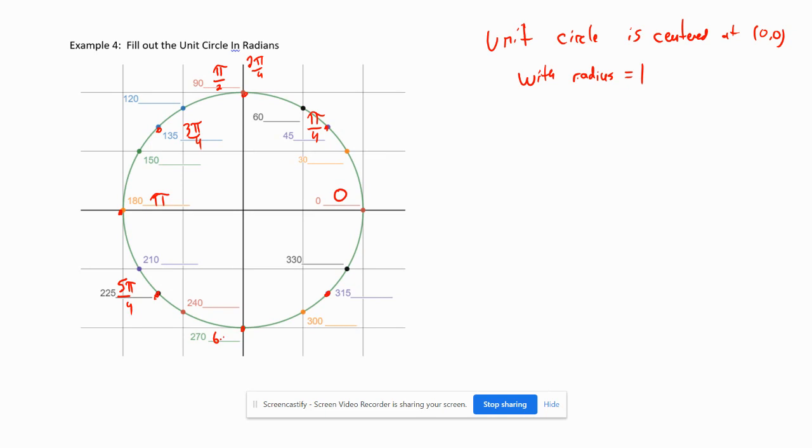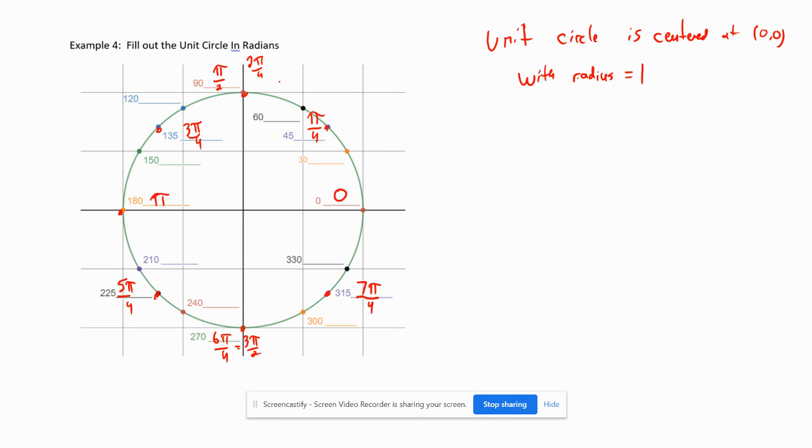Next we're going to have 6 pi over 4. 6 over 4 reduces to 3 pi over 2. And last one, we have 7 pi over 4. Okay, so all we're doing is counting up by 45: 45 plus 45 plus 45 plus 45. I could think of this as counting up by pi over 4.